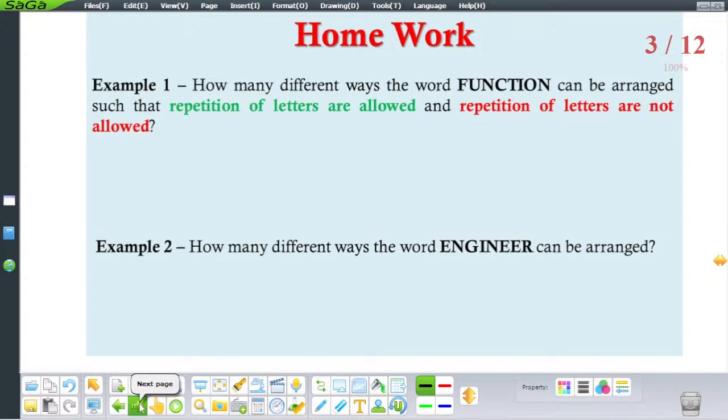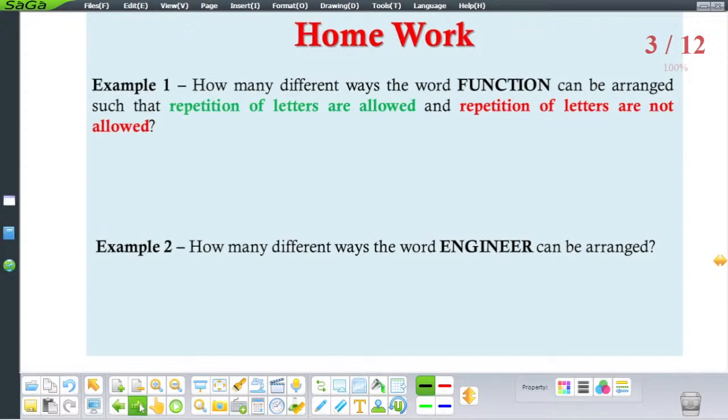First of all, in the last part we gave you homework for part 2, where we discussed that the repetition of letters is allowed and not allowed, and repeated letters and non-repeated letters. Based on that, you have to solve this homework and put the answer in the comment box. Most of you have solved it. If you have solved it, you can put your answers in the comment box.